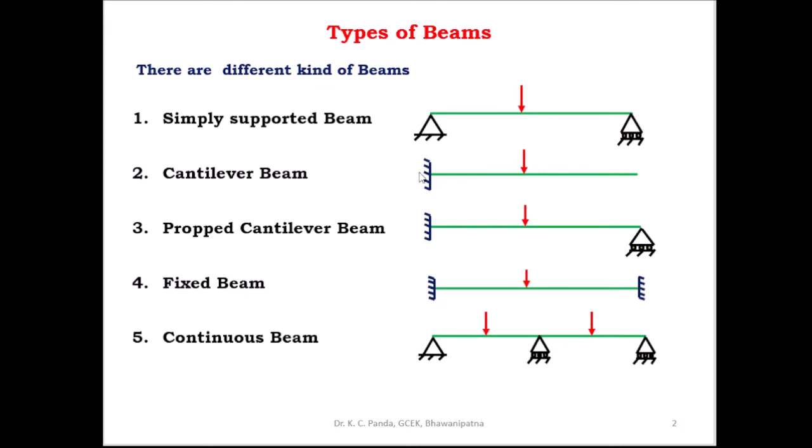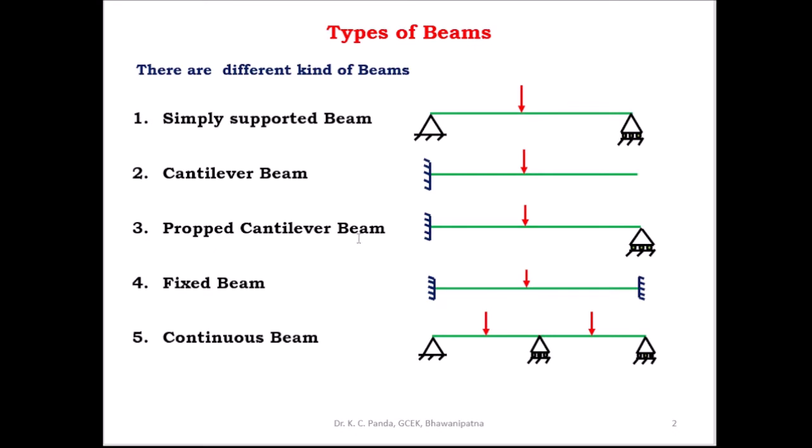Simply supported beam. When the beam is resting over two supports, this is called the simply supported beam. Here one support is a hinge support and the other support is a roller support. The beam is resting over the hinge and roller supports. This type of beam is called the simply supported beam. And cantilever beam. When one end of the beam is fixed and the other end is free, this type of beam is called the cantilever beam.